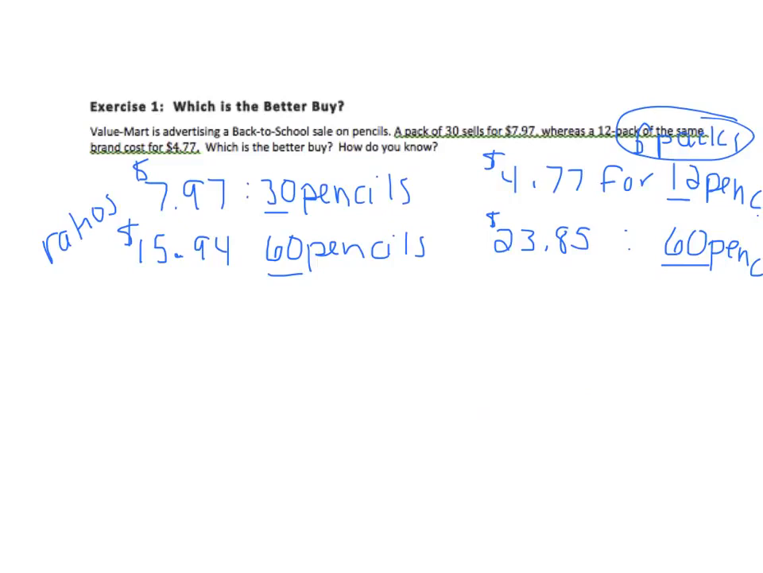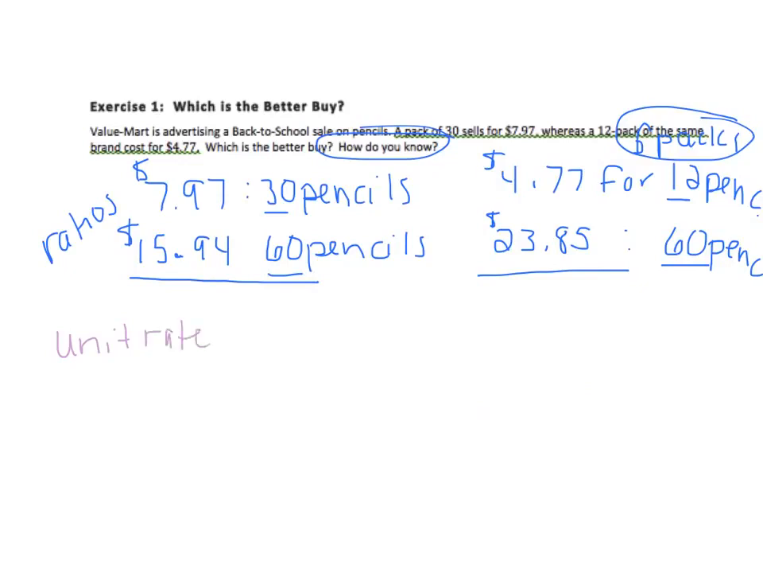And now we could definitely see, well, the 30 pack is a much better deal because look at overall the cost. So our justification, how do we know? Well, we know that for 60 pencils, it's $15.94, which is considerably less, almost $8 less than if we were to buy the same number of pencils of the 12 pack. So that's one way. The other way is we could make unit rates.